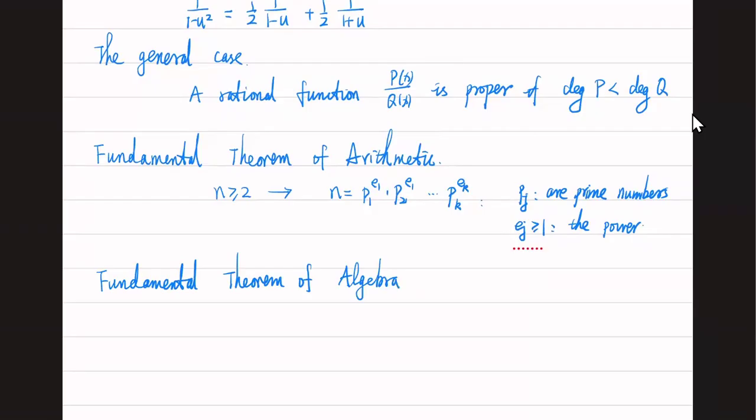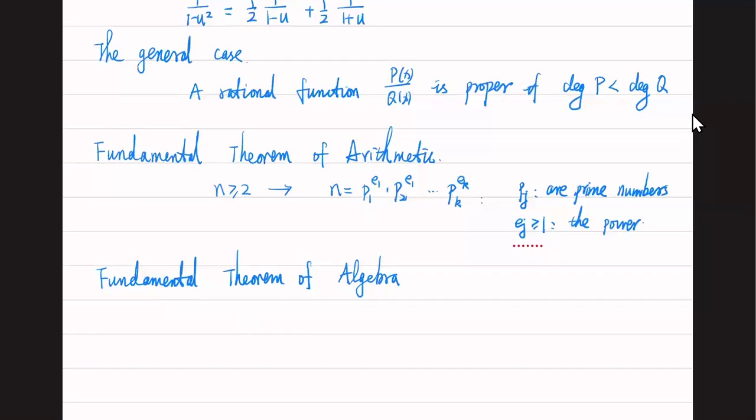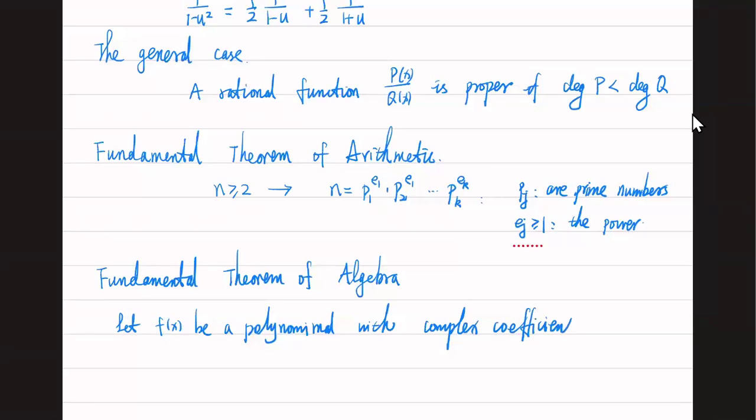It's like every function has the same number of complex roots as the leading term's exponent. Yes, so let f(x) be a polynomial with complex coefficients of degree n.